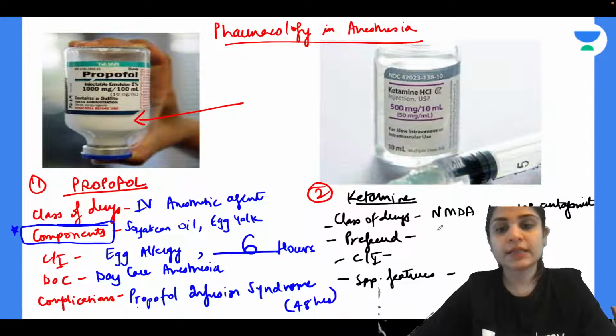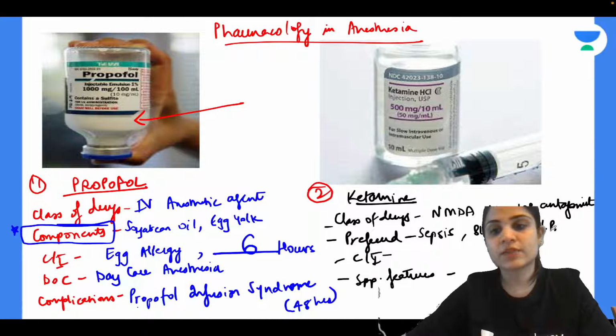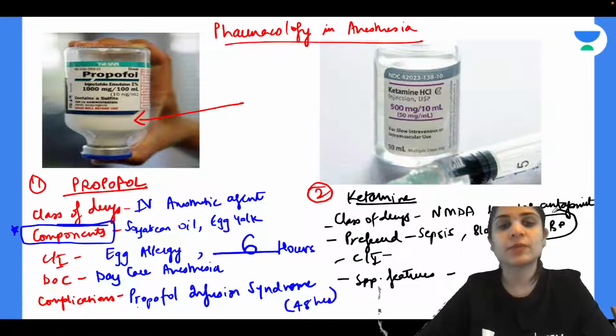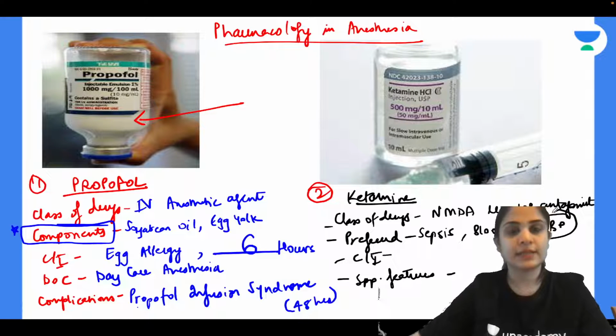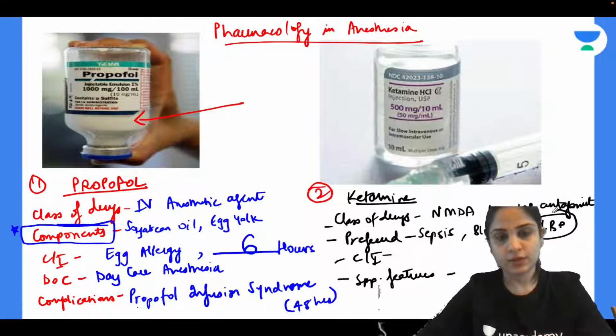Yes, so remember ketamine is preferred whenever you have sepsis, whenever you have low blood pressure. So suppose you are having blood loss. Any condition in which you have low BP, you will prefer ketamine because ketamine maintains the hemodynamic parameters. It is also preferred in asthma. Remember, in asthma, ketamine causes maximum bronchodilation. That is why it is preferred in asthma.